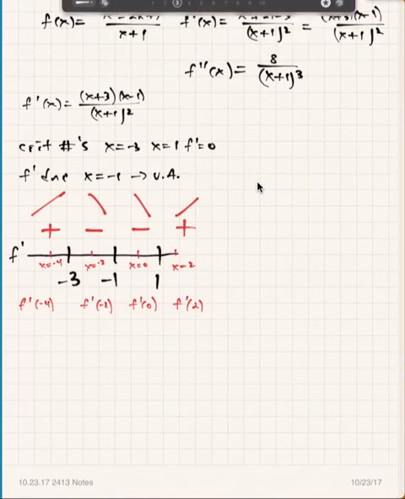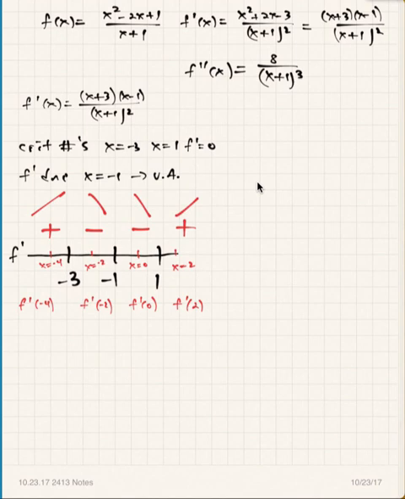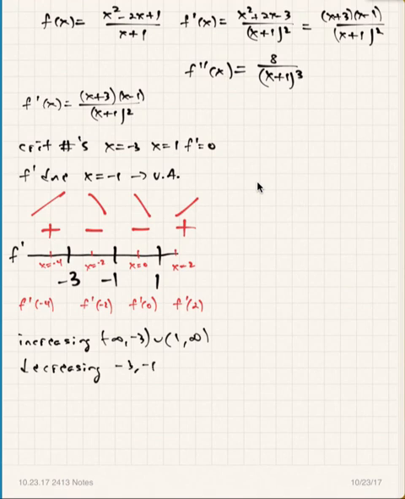And then summarizing that information, we have that the function is increasing from -infinity to -3 and from 1 to infinity. And it's decreasing from -3 to -1 and from -1 to 1.